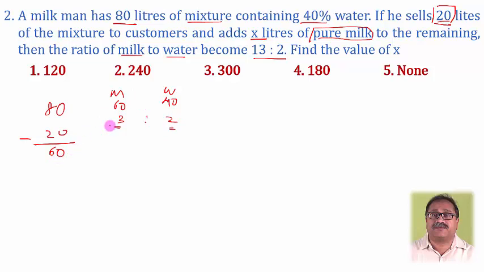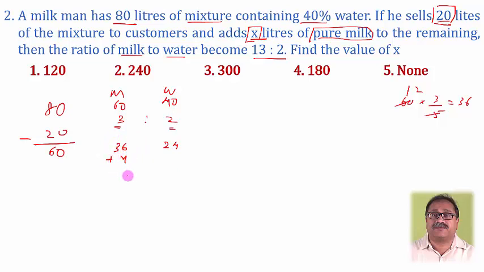That is, milk is 60 into 3 by 5. I do that rough calculation here. 60 into 3 by 5. Now here it goes 12 times. 12 into 3 is 36. So the milk in this 60 liters of mixture is 36 and the water is 60 minus 36, that comes to 24. And given to us is X liters of pure milk is added and then the milk to water ratio is 13:2. So there is no change in water. There is only change in milk. The X liters of milk is added here.